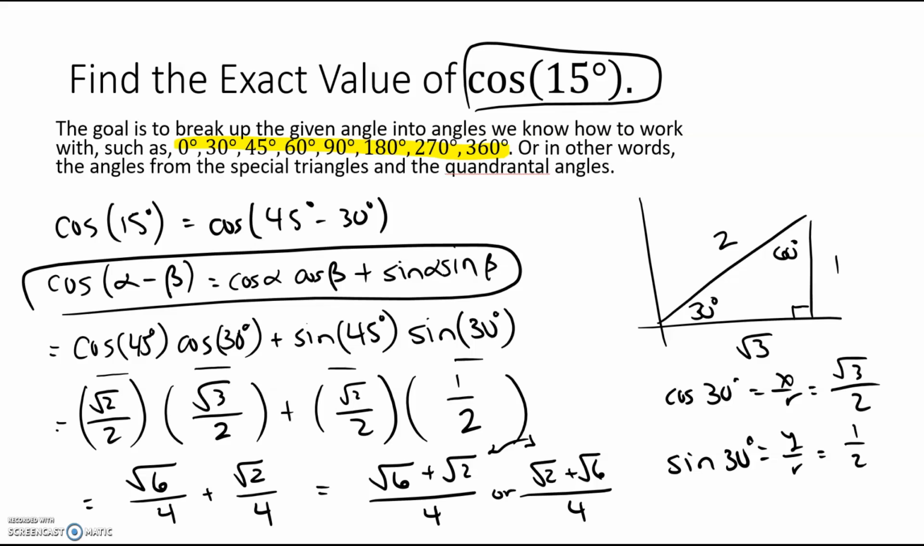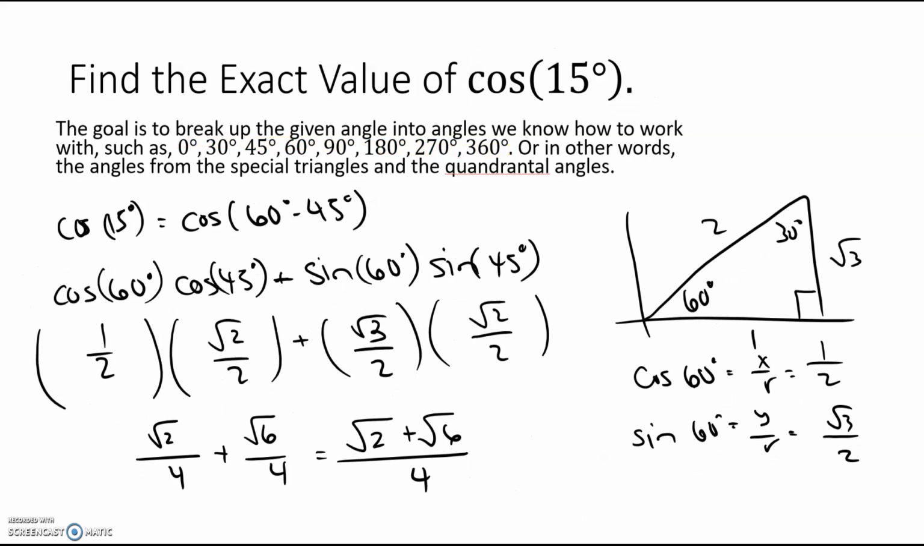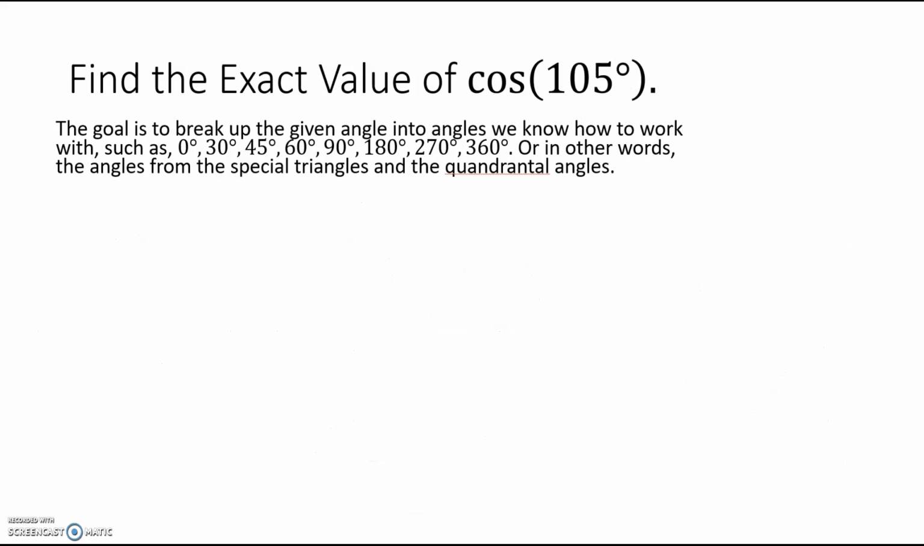It doesn't matter because it's addition, so you're not changing anything. So there's our answer. As long as the two numbers that you pick, when you subtract them, come out to what you're looking for, it doesn't matter what the numbers are, it's going to come out to the same answer. So let's look at cosine of 105.